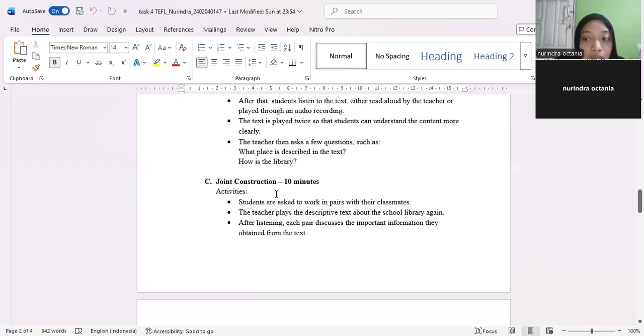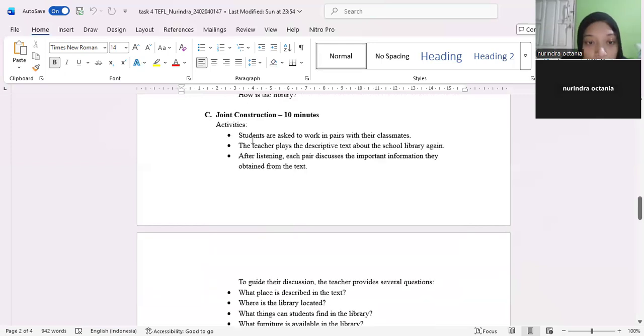Okay, next, after that, the lesson continues with the joint construction stage. In the activities, students are asked to work in pairs with their classmates. The teacher plays the descriptive text about the school library again. And then after listening, each pair discusses the important information they obtained from the text.